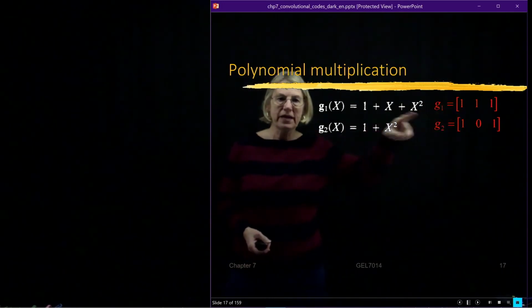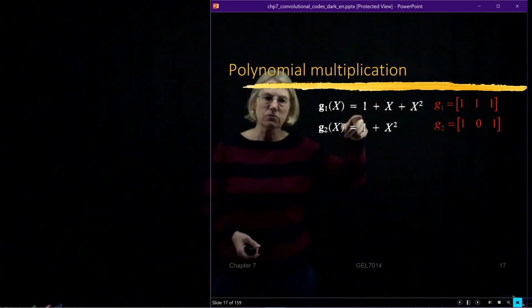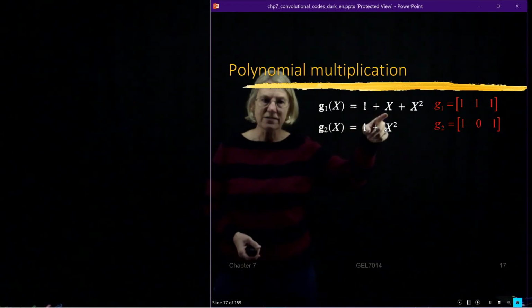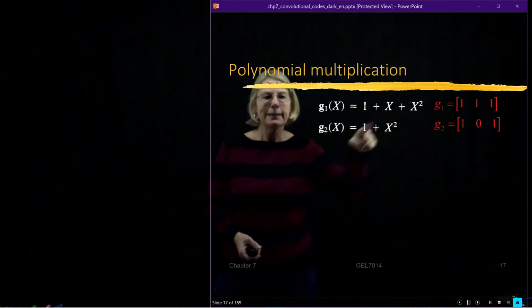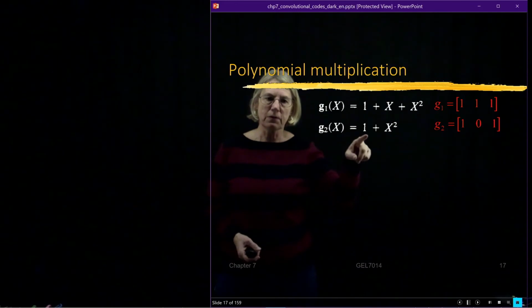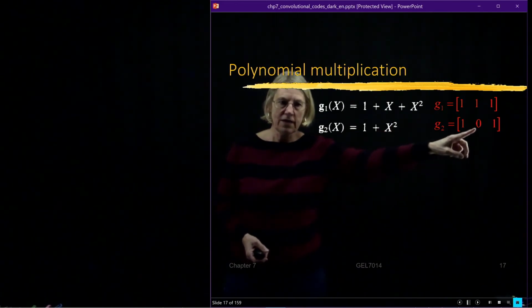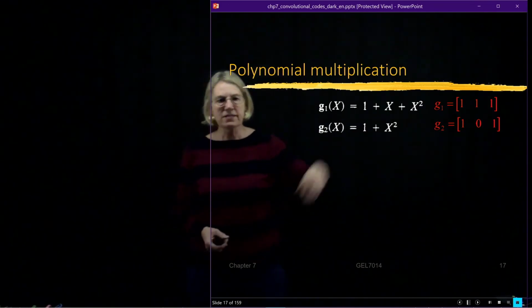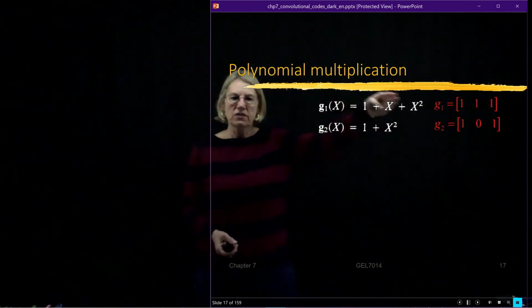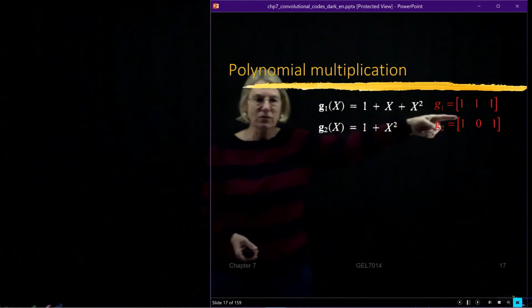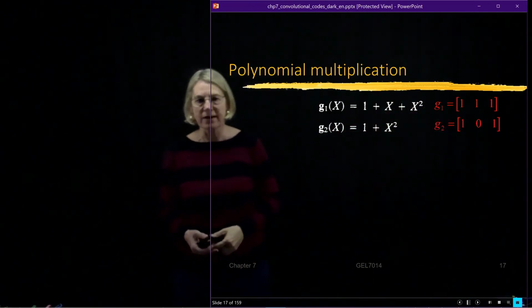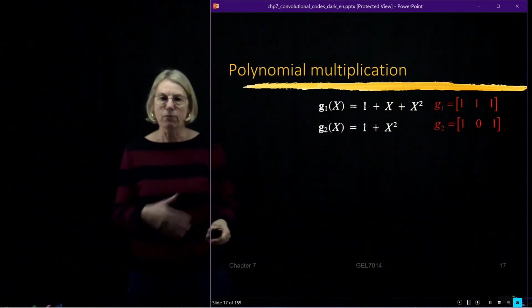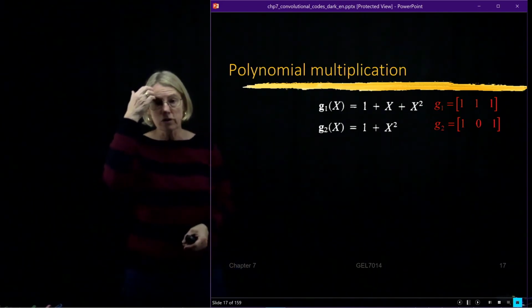So the 1, 1, 1 becomes 1 times x to the 0, so just 1, plus 1 times x, plus 1 times x squared. The next one is going to be 1, but there's no x. There's just the next one, which is x squared. So basically when there's a 1, then one of the powers of x would be present. When there's a 0, that power of x will not be present. So this is how I represent the encoder.